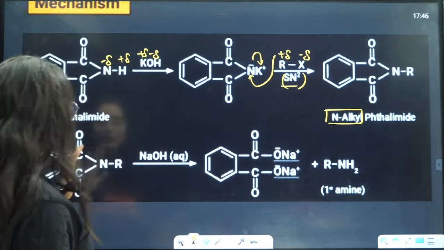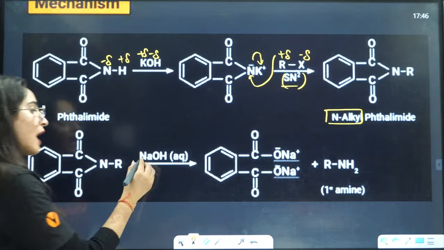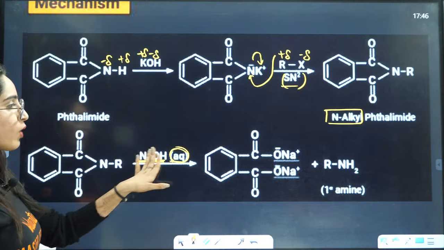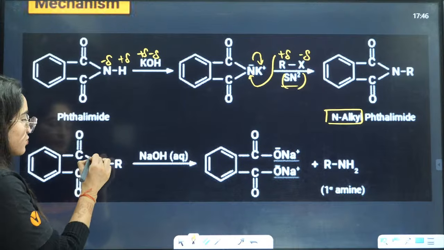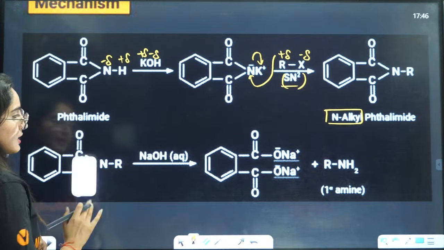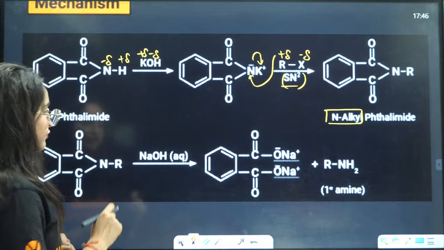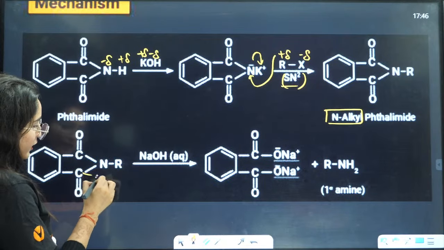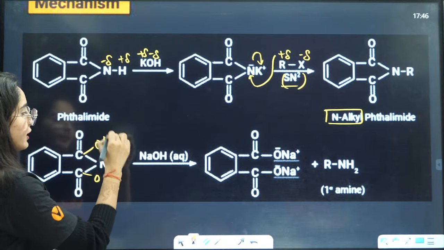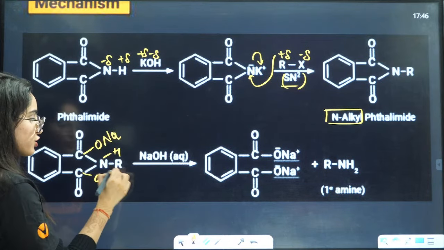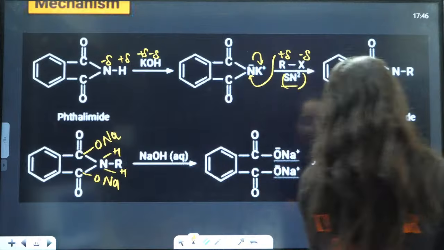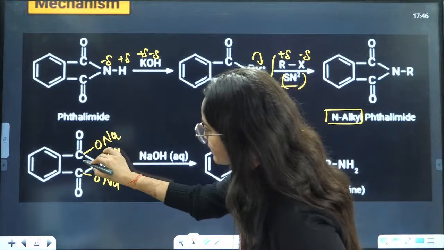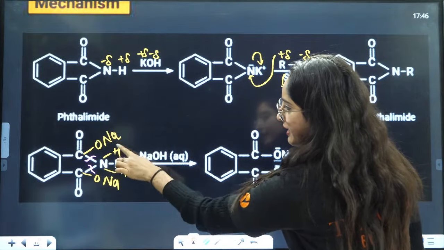Now, next step is very important. Once you have this, again you are going to add NaOH in aqueous medium, right? Now what will happen? Let us see. Now, this bond will break, this bond will break, right? And you will have the addition of hydrogen over here, and here you will have the addition of ONa, and here you will have the addition of ONa, and here you will have the addition of H. That is how you will get RNH2, right? Because this bond is going to break, this bond will break, and this is RNH2, right?